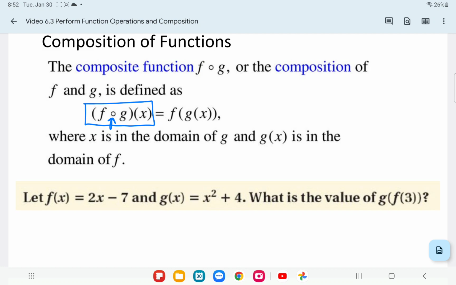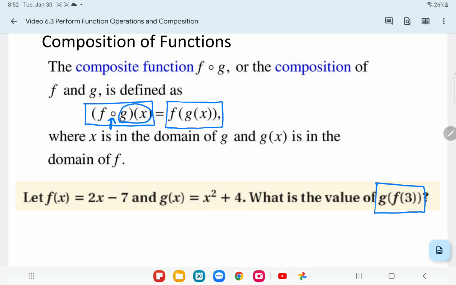And it looks like multiplication, but it's not multiplication. That signifies a composite function. And this is the other way of writing it. So that's like whatever is closest to the x. In this case, g. That means we're plugging g of x into f of x. So let me show you what that looks like.